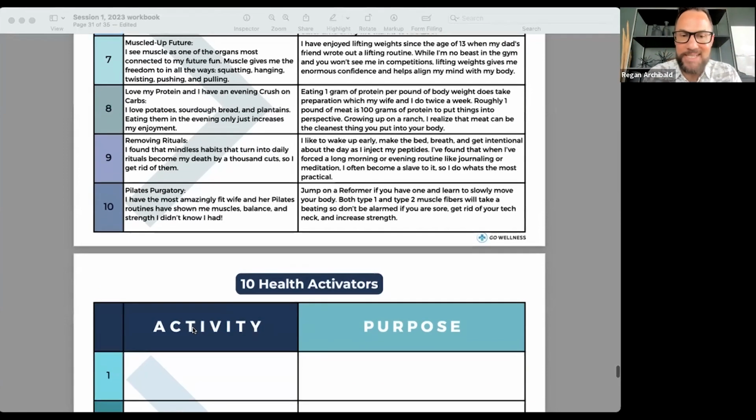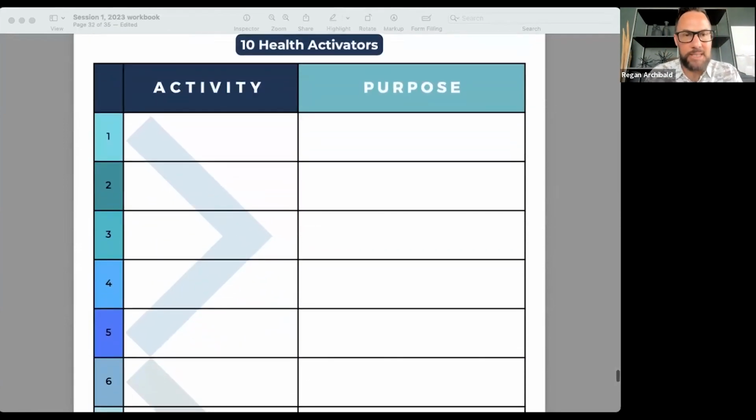So those are my 10 I shared with you. What do you guys got? How many of you have some health activators that you love doing on a daily basis? And do you have a reason why you do those?